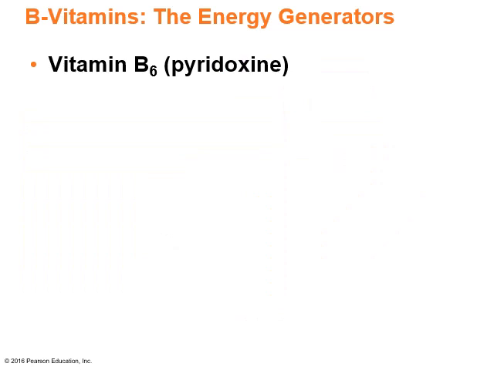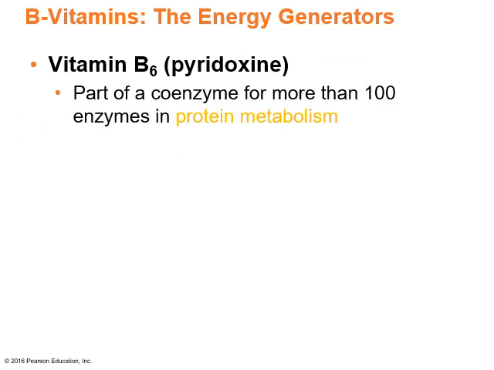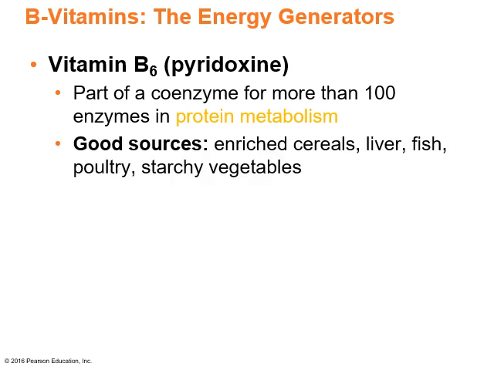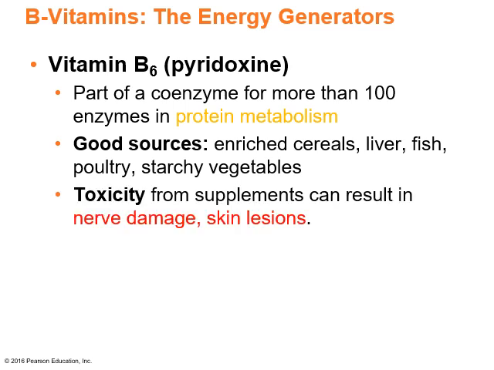Vitamin B6. B6 is part of a coenzyme for more than 100 enzymes in protein metabolism. So this one is pretty important in the protein metabolism world. Good sources here: enriched cereals. You probably guess what's going to be up near the top of the next list. Liver, fish, poultry, starchy vegetables.